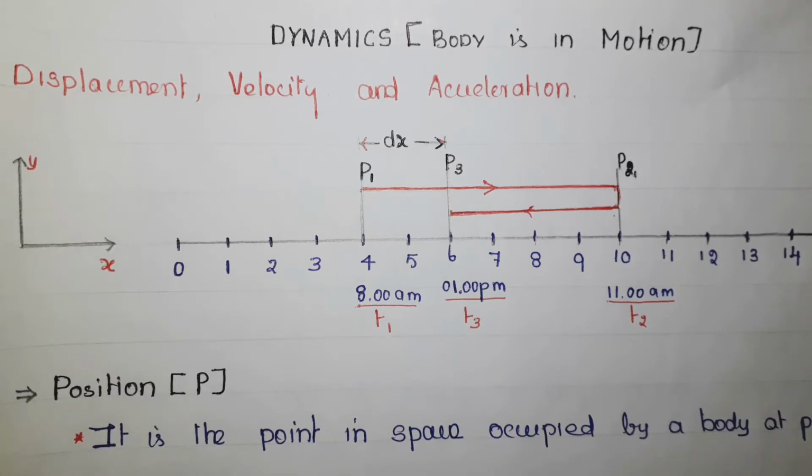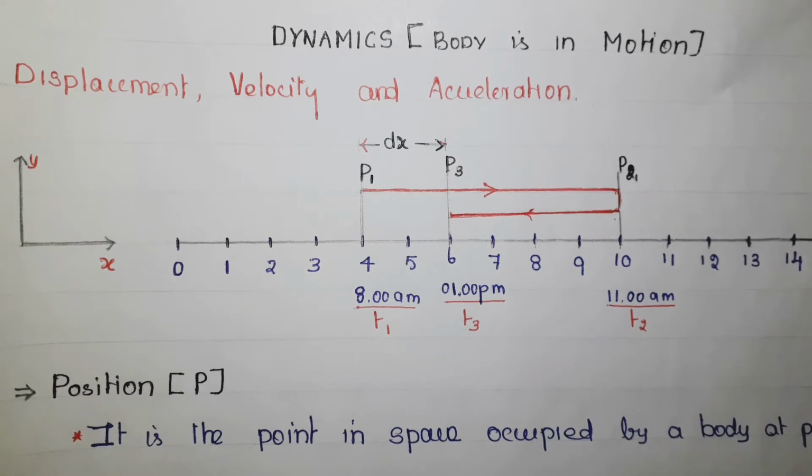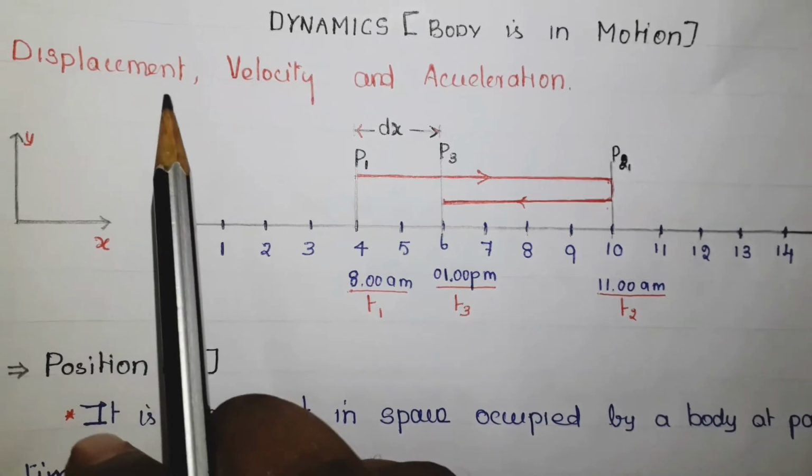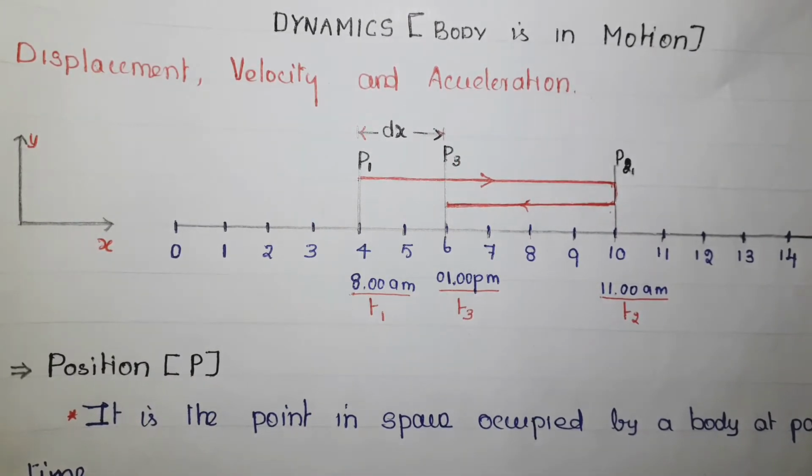And the second category is kinetics, where the force that causes the motion of the object is considered. So this is the major difference. And there are some characteristics related to the motion. Among those characteristics, we are going to pick three important parameters: displacement, velocity, as well as acceleration. In this video, we are going to see in detail about these parameters only.